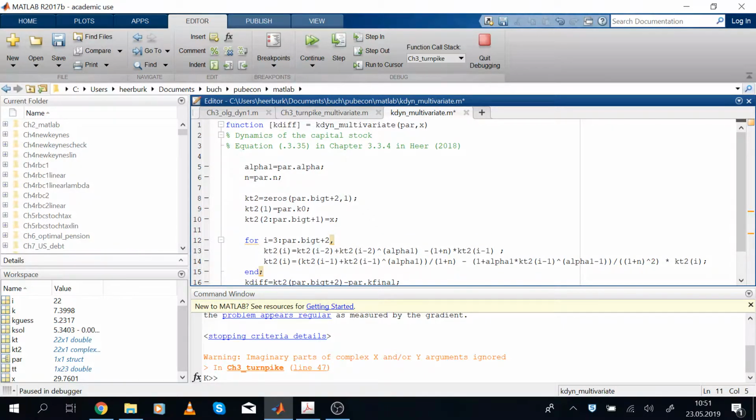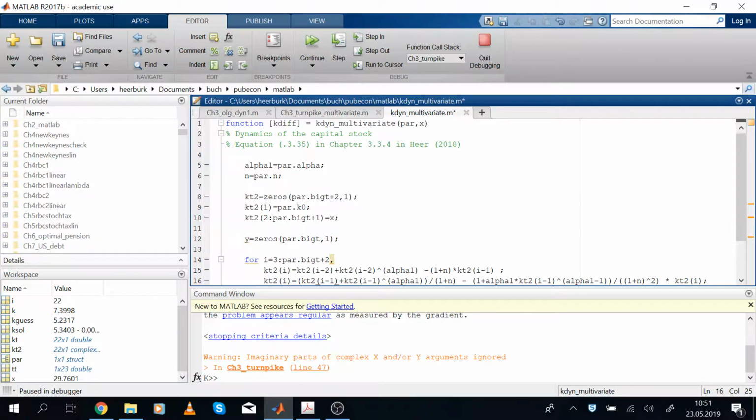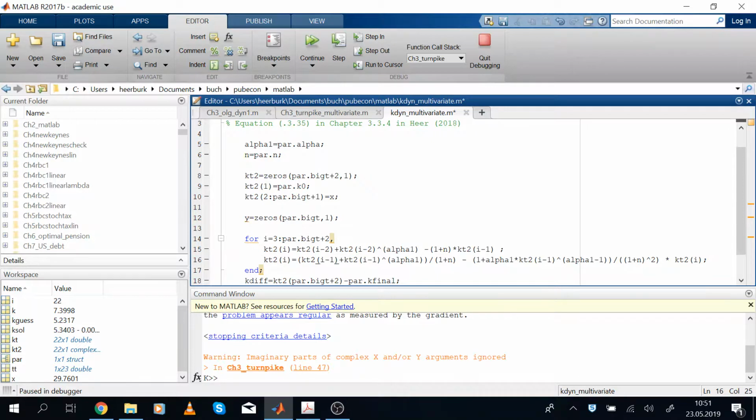We also would like to compute 20 unknown variables, so we have to initialize a vector y with zeros. This will contain the solution, the 20 solutions of our nonlinear equation as provided by equation 35. And here again we do our iteration over these capital stocks here.